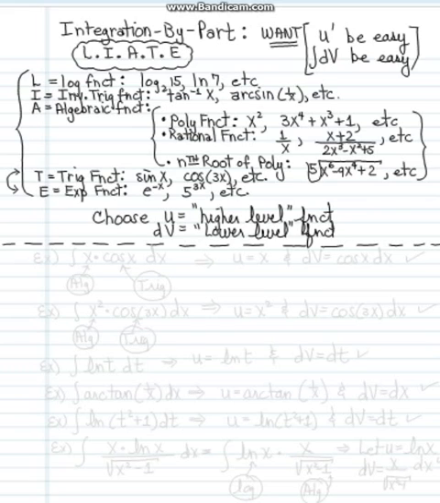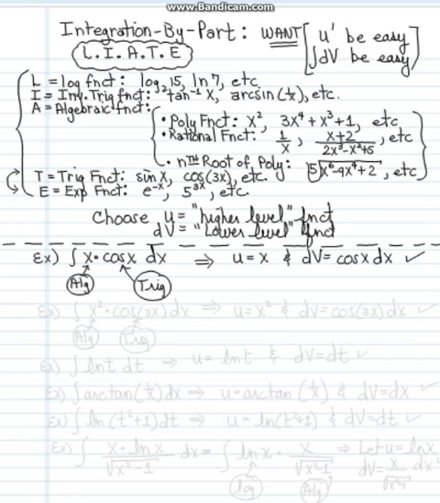So first we saw an example, the integral of x times the cosine of x, polynomial times a trig function. This guy was algebraic because he's a polynomial. This guy was trigonometric. And if you look at the list, that would imply u equals the higher level. The higher level would be the algebraic function, so u equals x, and dv would equal the cosine of x dx. And that's how we chose them in the example.